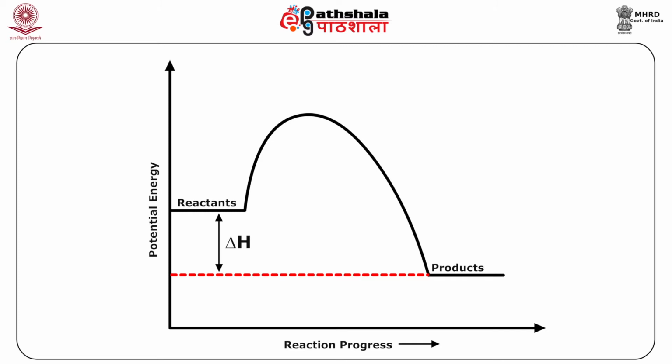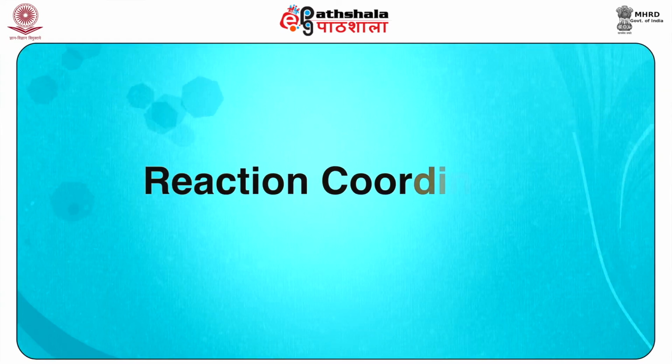Now, during a chemical reaction, students, the enthalpy or heat content of the reactants changes into the enthalpy or the heat content of the products into which they are converted. Now, you can see this in the potential energy diagram of a reaction as we have shown. Now, what is a reaction coordinate? The reaction coordinate represents the extent to which the coordinates such as bond lengths, angles and dihedral angles of the reactants get converted to those of the products during the progress of a reaction.